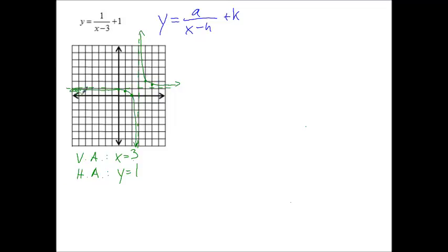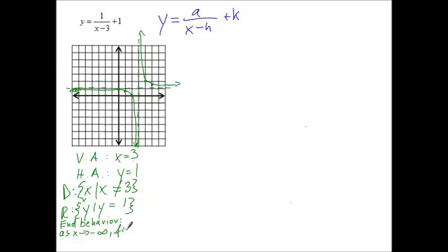So what is the domain? x, such that x is not equal to 3, where we have our asymptote. And the range is y, such that y is not equal to positive 1. Let's look at our end behavior. As x goes to negative infinity, f of x goes closer and closer to positive 1.